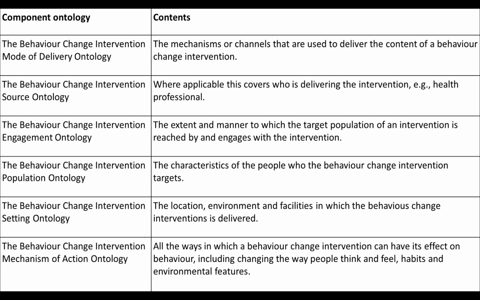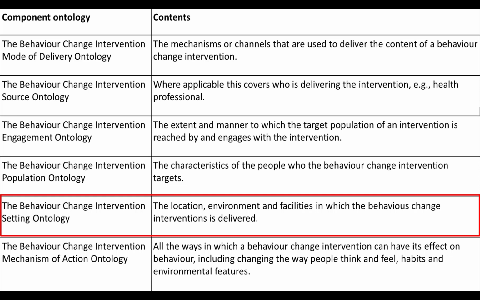And then we have the population ontology, which is a large ontology covering many, many features of the populations that might be targeted by behaviour change intervention. And many of the entities in that ontology are ones that actually would be very useful in describing any population in behavioural science. And then penultimately, we have the setting ontology, which covers the location, the environments, and the facilities in which behaviour change interventions are delivered.